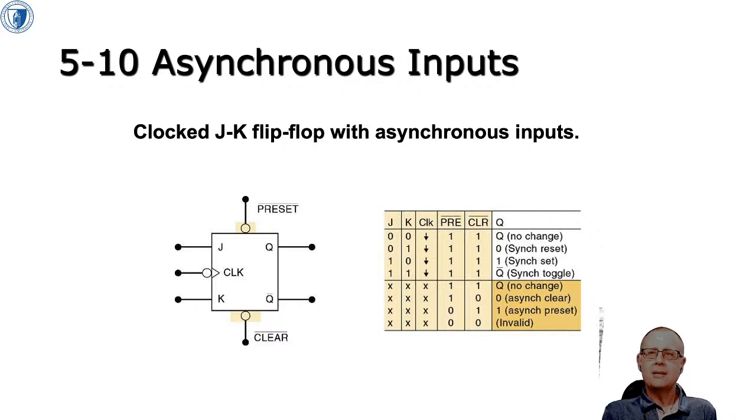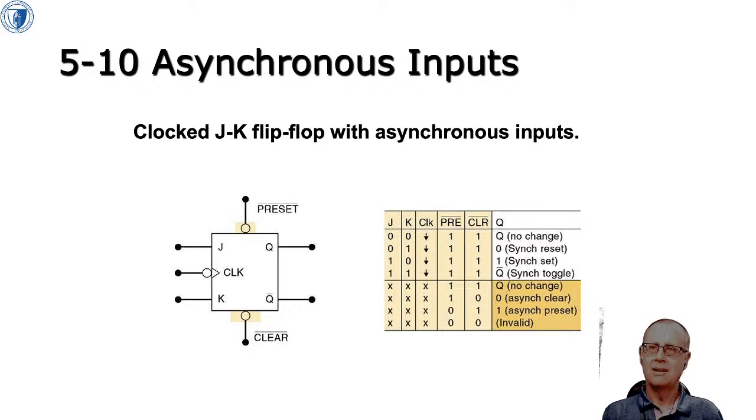So one thing I said before is about asynchronous inputs. For a JK flip-flop, the J input and the K input are synchronous, right? Changing the input on J and K only has effect, in this case, on the negative going transition of the clock, right? There's a bubble on the clock input, so it only has effect on the negative going transition. There are often two other inputs on a JK flip-flop, the clear and the preset, right?